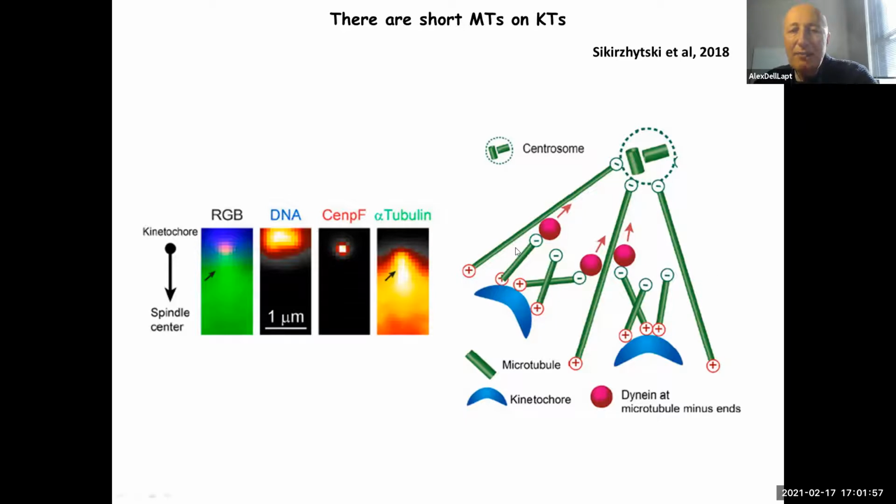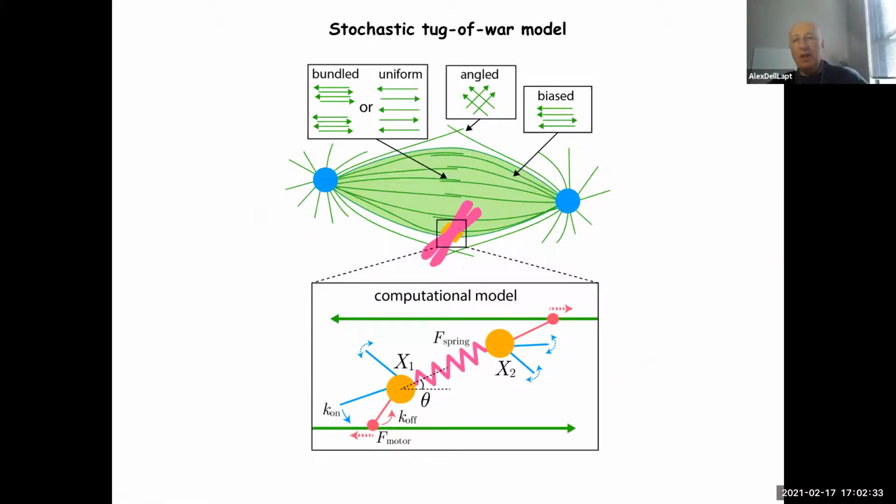So this motor here tries to go to the minus end of this long microtubule growing from the centrosome and tries to drag the kinetochore, and the whole chromosome attached to it, to the microtubule pole, which is a little bit counterintuitive, right? It means that the chromosome should collapse to the poles instead of staying in the equator. These are some experimental images that prove the existence of the short microtubules sticking out from the kinetochores. So our model was as follows.